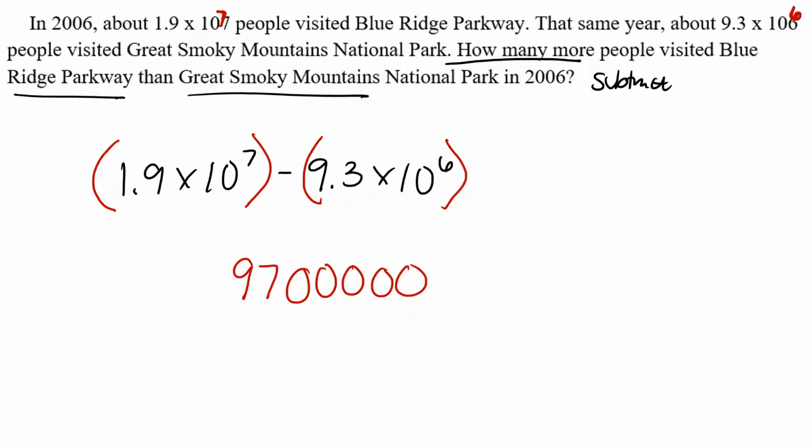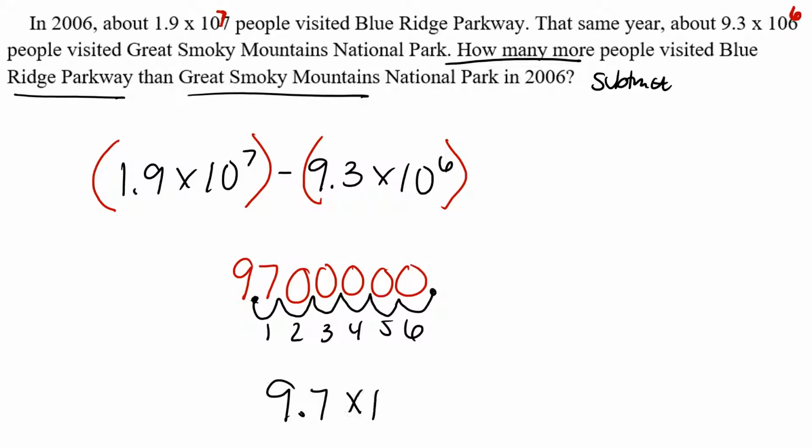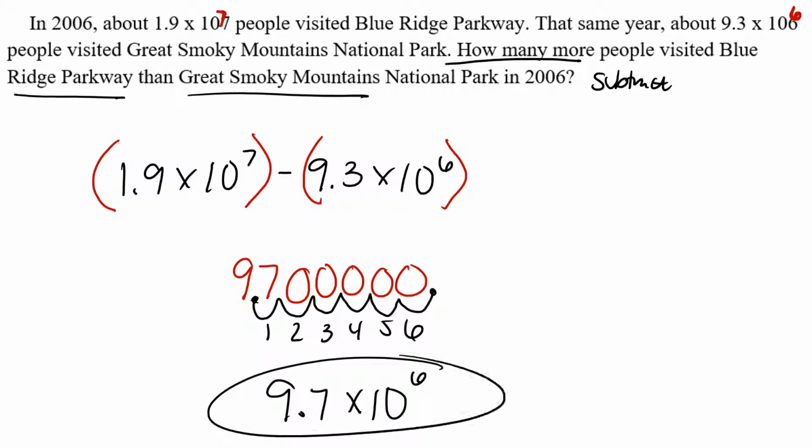That answer is not in scientific notation. We want to take the decimal point here at the very end. We want to move it to the front behind the first number. To do that, we move 1, 2, 3, 4, 5, 6 times. When we write the final answer, we only write the 9.7. We do not write the zeros. We write it as times 10, and our exponent is a positive 6.